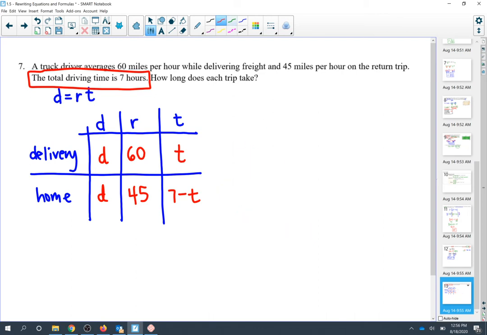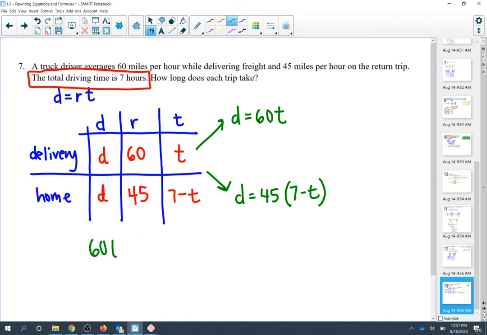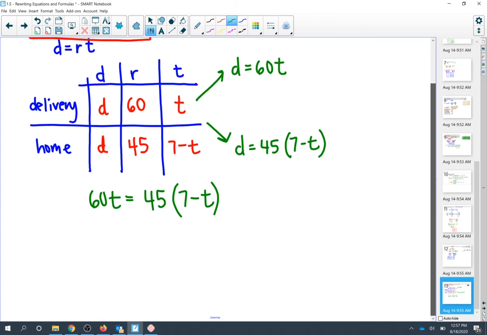Let's keep going. I'm going to have 2 equations. My first equation is distance equals rate times time. My second equation is distance equals rate times time. And I'm filling in what I have in my boxes. Do you notice that the distance is the same for both of them? So if these are equal, we're going to use a little substitution, and our equation is going to be 60t equals 45 times (7 minus t). So we just substitute the d in for the d and solve.